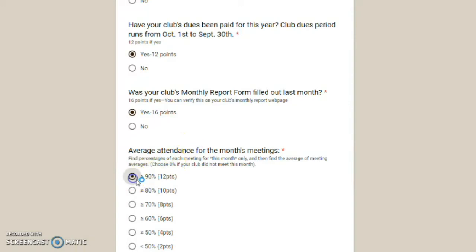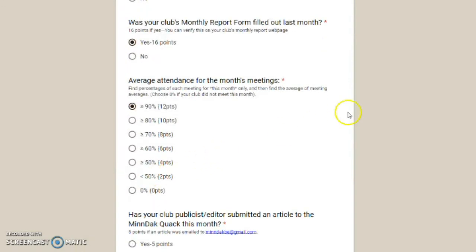So then the average attendance for the month's meetings. So what you do as club secretary, when you take minutes, you're supposed to take attendance, correct? And so you can go, okay, so we have this many members, and about this many of them showed up, and then you simply divide the number that showed up by the number of members you actually have, and you multiply it by 100, and that is your percentage. Very simple.